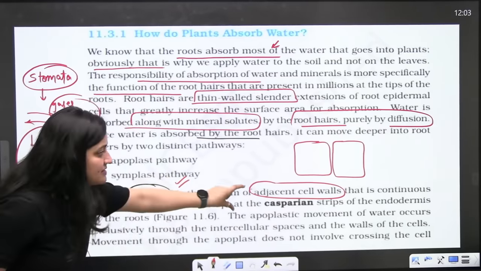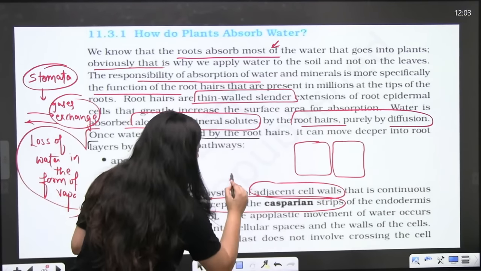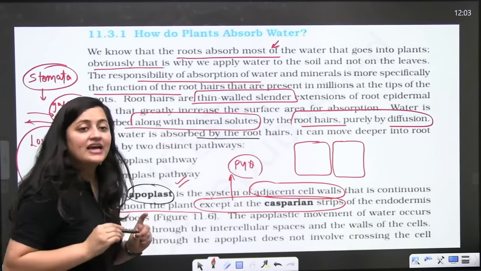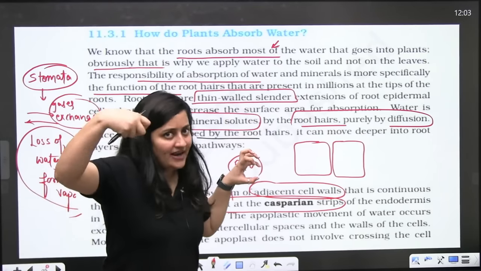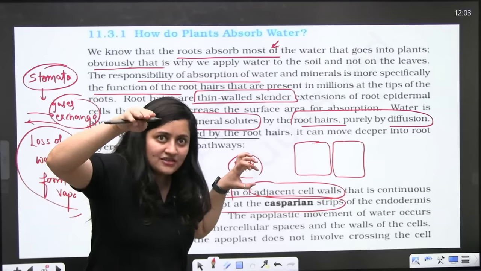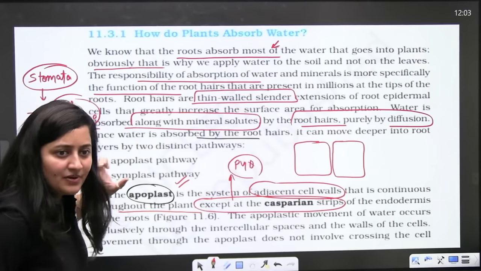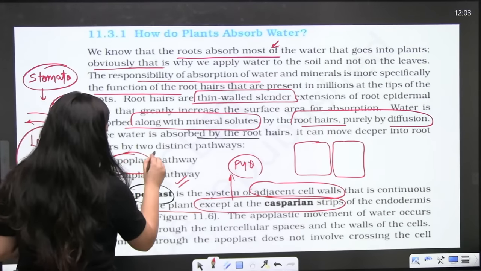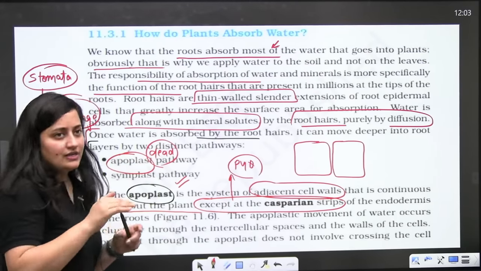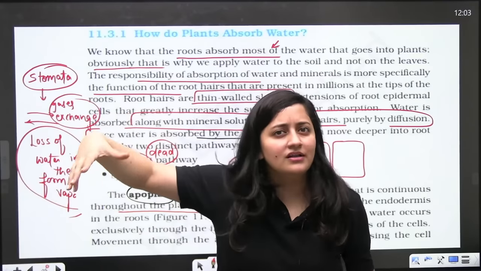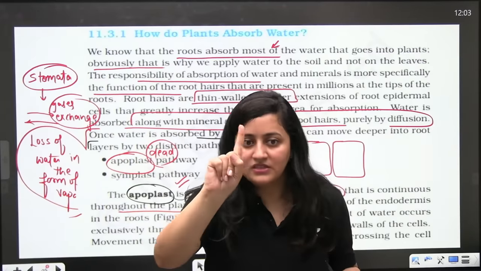So apoplast is a system of adjacent cell walls that is continuous throughout the plant except at Casparian strips, which is again a PYQ. Water absorbed from the root by diffusion needs to pass to the deeper layers, and apoplast and symplast are the pathways. Apoplast is through the dead parts, the cell wall and intercellular spaces. There is no hurdle there, so water will move very quickly.